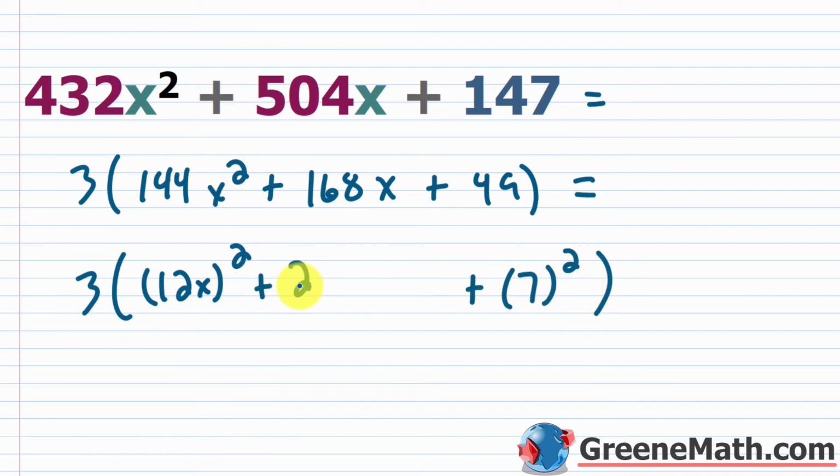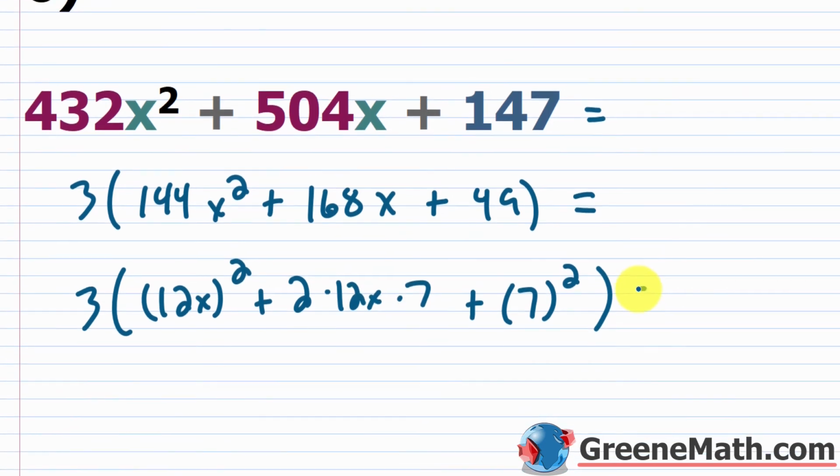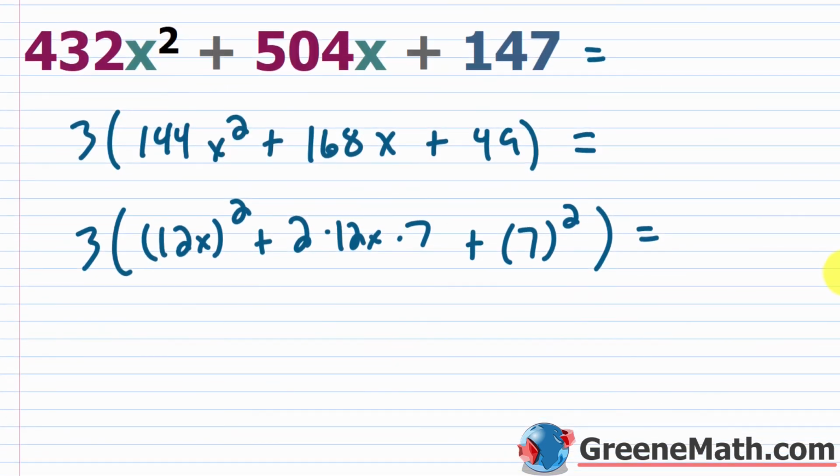Is this middle term 2 times the first guy, which is 12x, times the last guy, which is 7? 2 times 7 is 14. 14 times 12 is 168. So what you can do is you can say that the 3 is out in front, and then you're going to have this first guy, 12x, then plus this last guy here, the 7. So 3 times the quantity 12x plus 7 being squared.